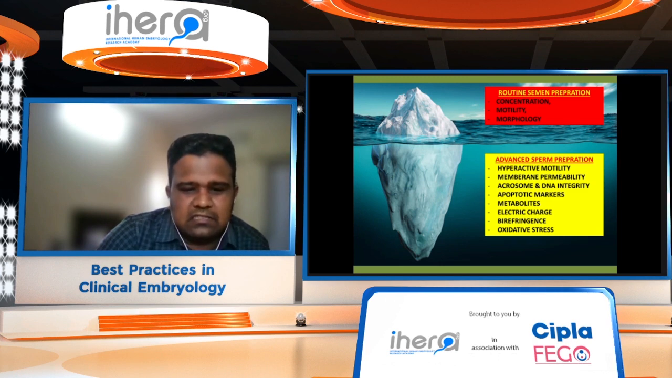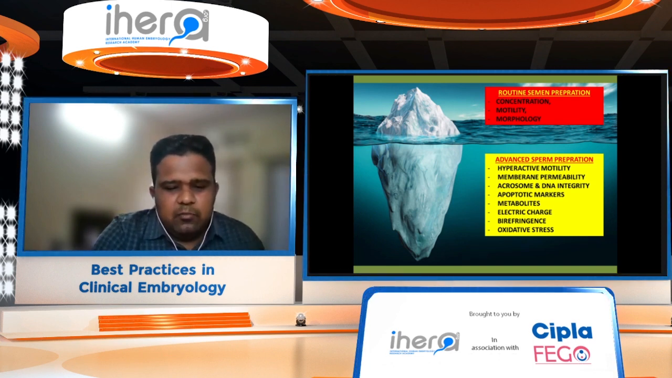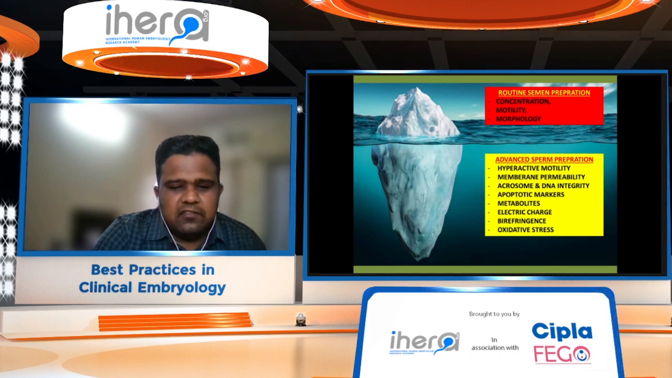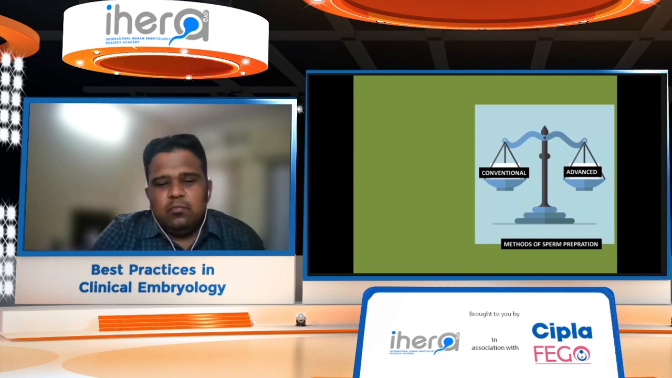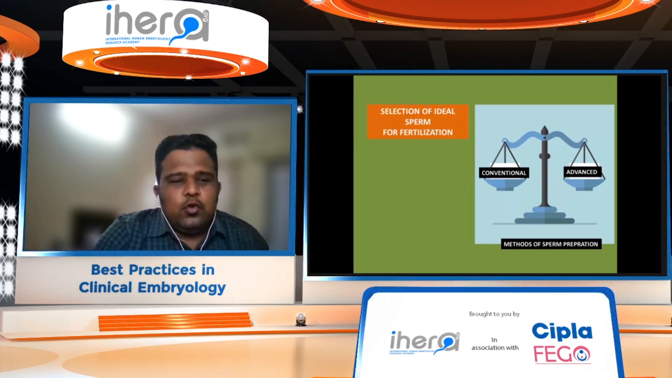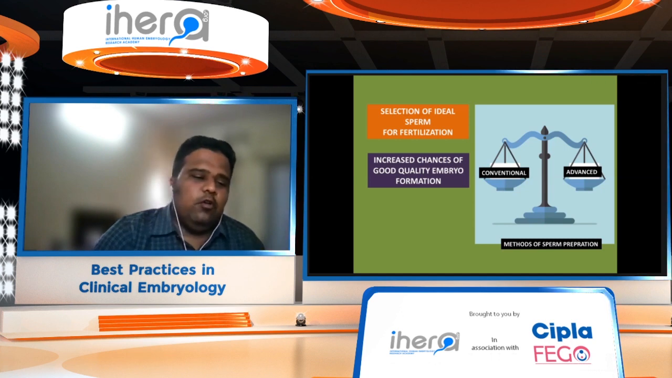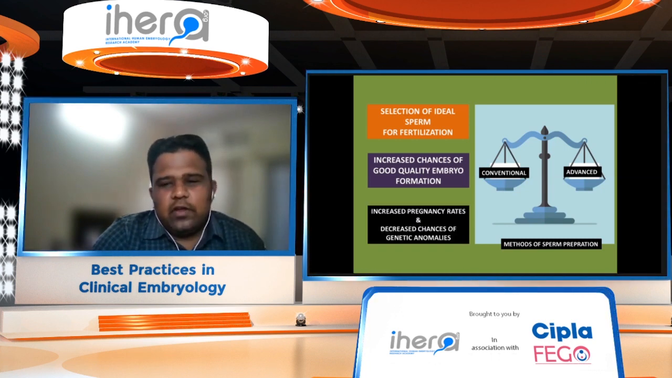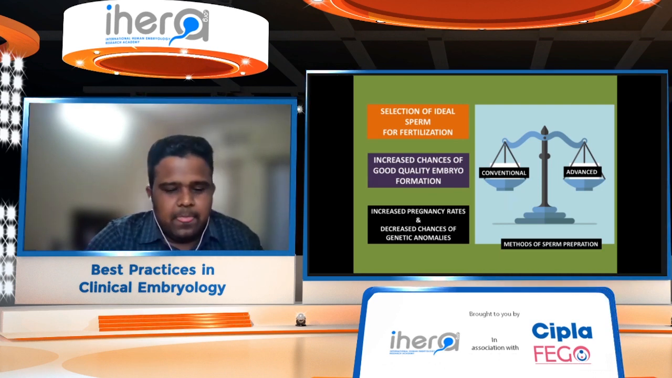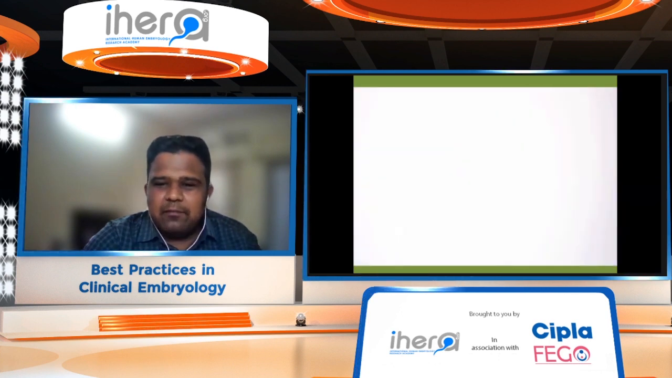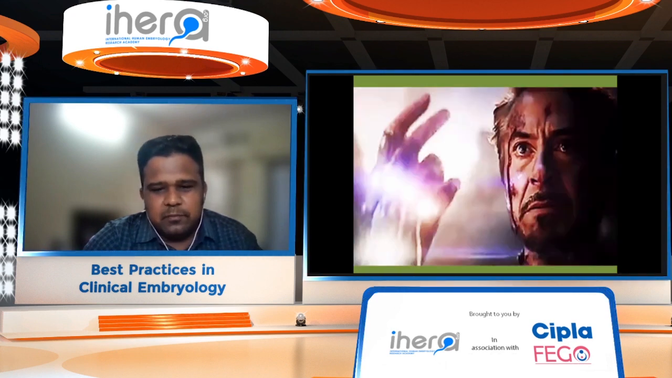But what is still hidden are the other parameters like DNA integrity, hyperactive motility, and oxidative stress. All these parameters need to be explored and balanced with both methods of sperm preparation to select one single spermatozoon for ideal fertilization, to get good quality embryos, and the ultimate aim of IVF treatment is to get a good pregnancy rate. All this can happen in just a snap if we can combine the advanced and the conventional methods of sperm preparation. Thank you.